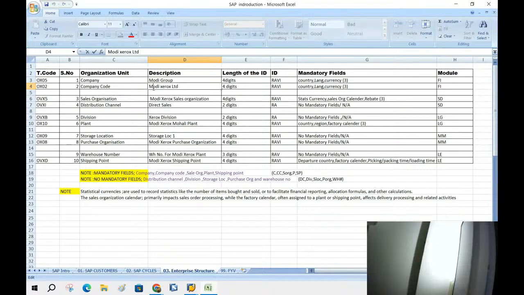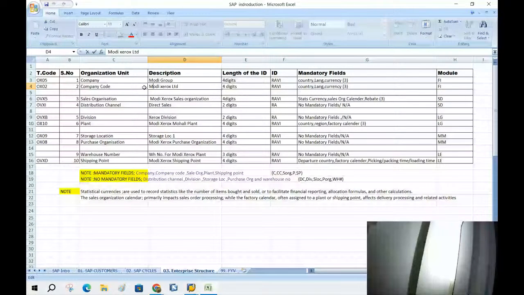Very good. So it is going to be taken care of by which department? The accounts department of Modi Xerox. Correct? Very good, Sam. So after the registration is done, the company is now established. What is the next thing which you want to do? Sam, anyone in the class, please participate. I want the class to be interactive.